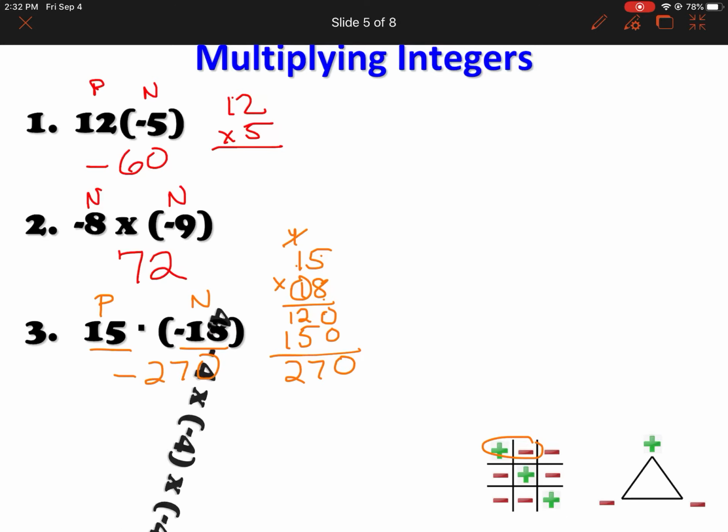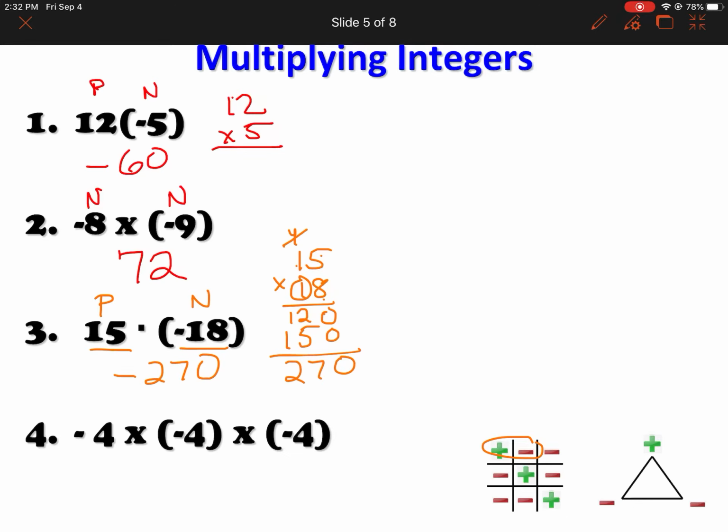Okay. Next example. Now we have three numbers: negative 4 times negative 4 times negative 4. Some students will look at this and say the signs are all the same, so the answer is positive, but we know that in math we need to do one step at a time. So now I'm looking at negative 4 times negative 4. Those signs are the same, so that answer is positive, but now we're down to a positive times a negative, and so the signs are different.